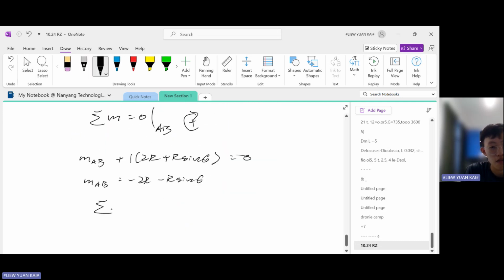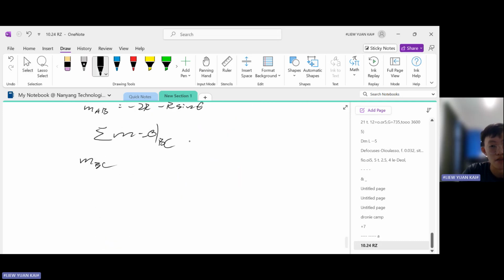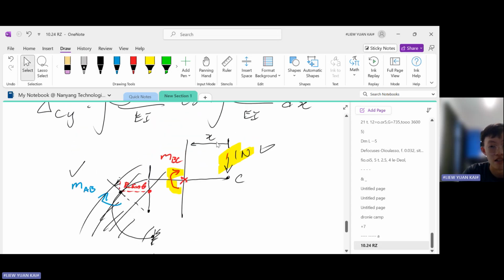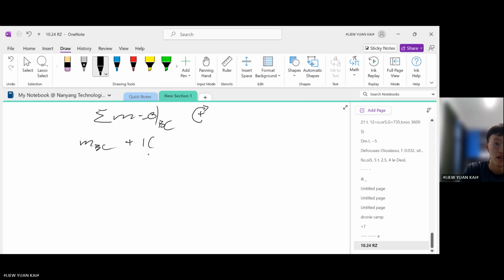So let's say we take moments equals to 0 about the segment BC. So we have MBC. Okay, the 1 Newton provides a clockwise moment, which here is positive, right? So here it will be clockwise positive. So positive 1 Newton times that distance will be x, right? So see, this moment arm is just x. So this is 1 times x. And MBC is negative x.